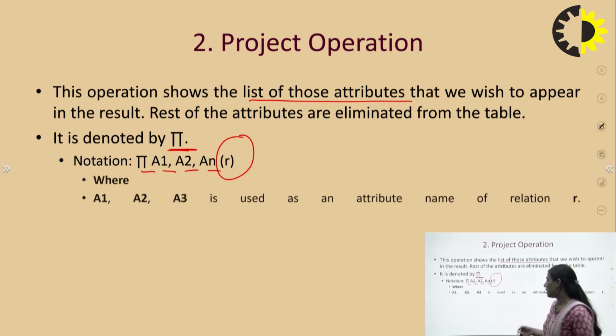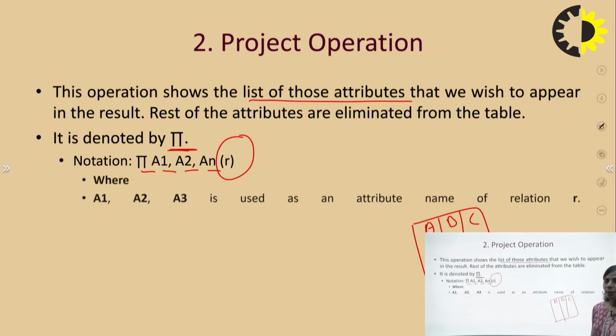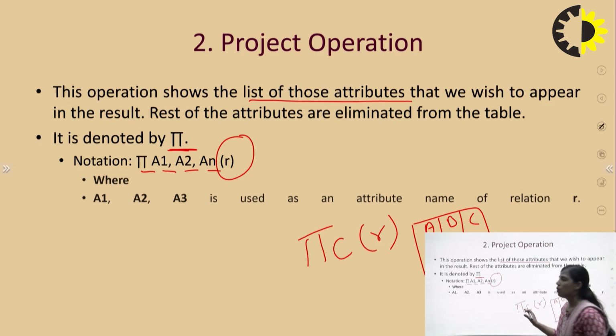For example, if this is the particular table and I have 3 columns, that is A, B and C, but in the output I want only C, then I will mention, the table name is R, then pi, C, from R. This is how I represent the attribute, and as an output I will get only the C column.